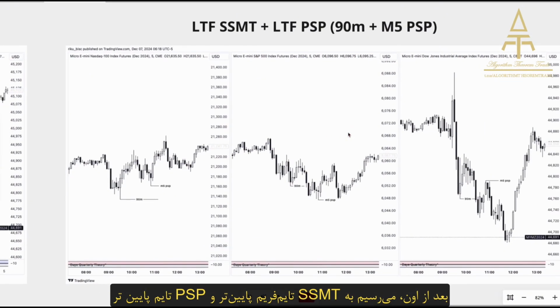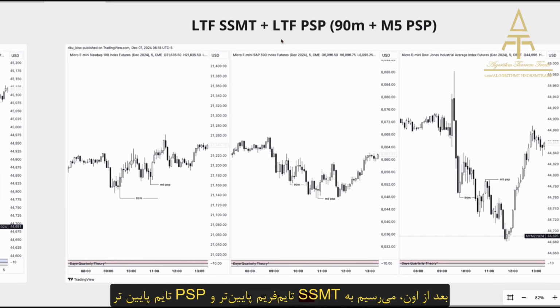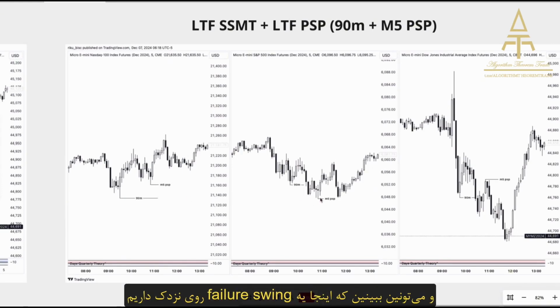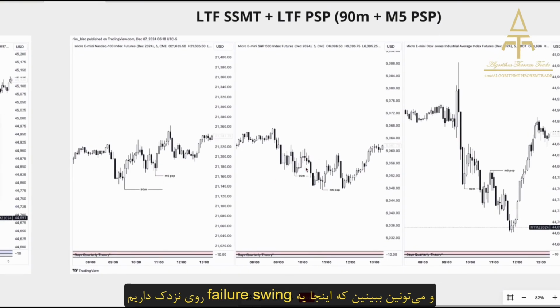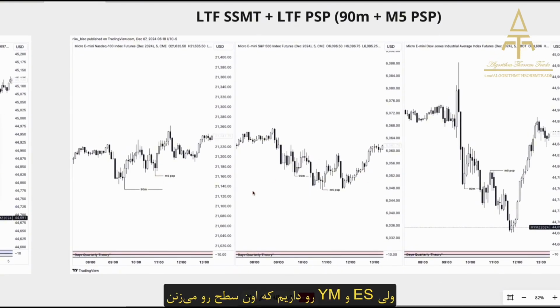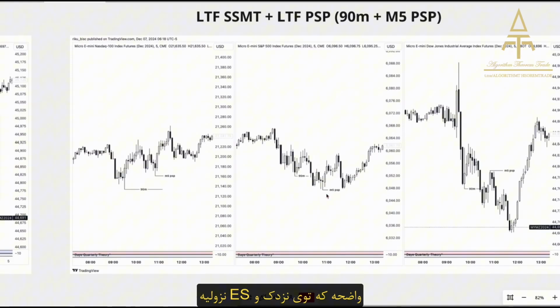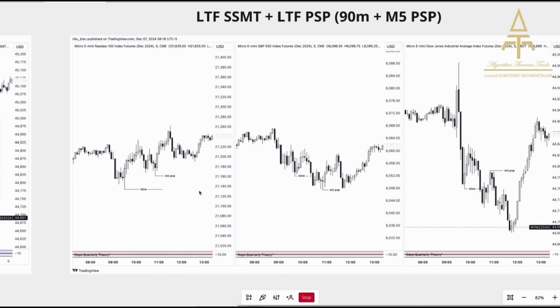After that, we have our lower time frame sequential SMT and lower time frame PSP. So in this example, it's a 90-minute and a 5-minute PSP. So I've drawn out the previous low of the 90-minute cycle quarter, and you can see that we have a failure swing on NQ, but we have ES and YM taking that low out. So that's the sequential SMT, and then the PSP is here, where we close bearish on NQ and ES, but on YM we have a bullish candle, and that is the lower time frame stage.